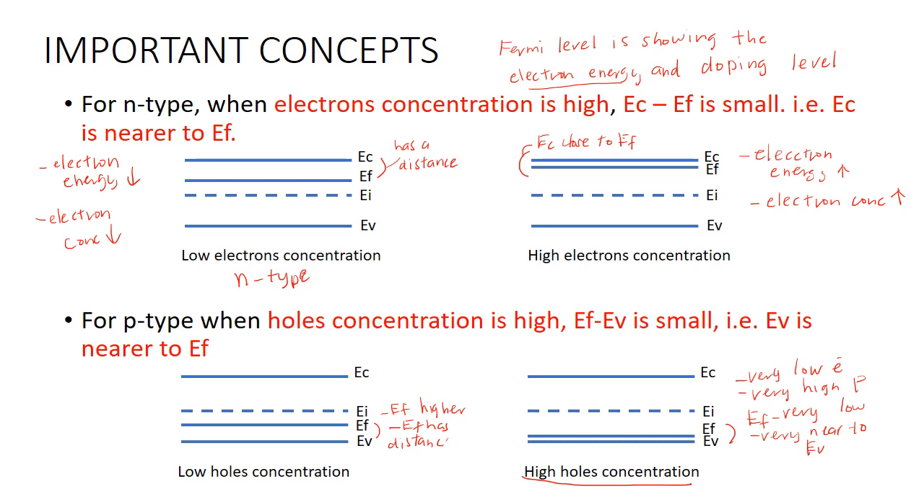So, yang senang nak ingat adalah, kalau EF dekat dengan EC, high N-type concentration. Kalau EF dekat dengan EV, high P-type concentration. Asalkan EF ni dekat dengan sama ada conduction band ataupun valence band, the doping concentration accordingly is high. Kalau EF ni dia lebih rapat kepada EI, the doping concentration is low.